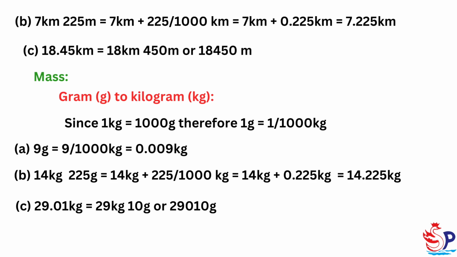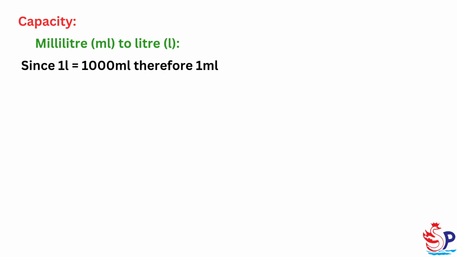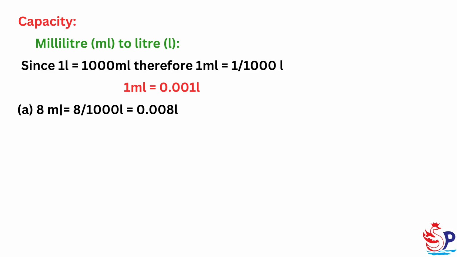29.01 kilograms equals 29 kilograms 10 grams or 29,010 grams. Capacity. Milliliter, ml, to liter, L. Since 1 L equals 1000 milliliters, therefore 1 milliliter equals 1/1000th L. 1 milliliter equals 0.001 L. A. 8 milliliters equals 8/1000ths L equals 0.008 L.